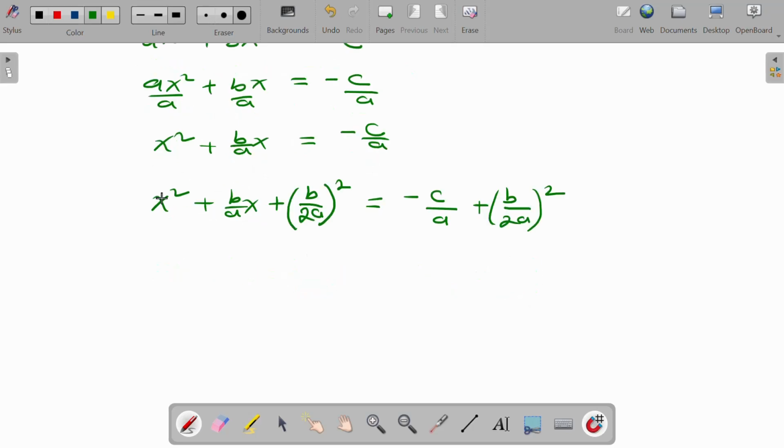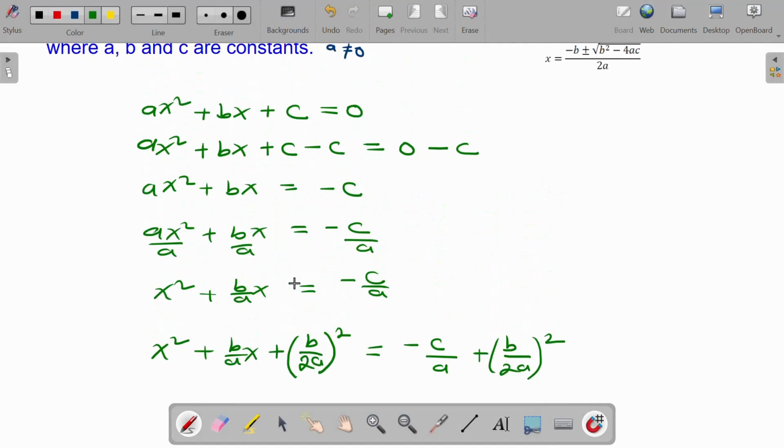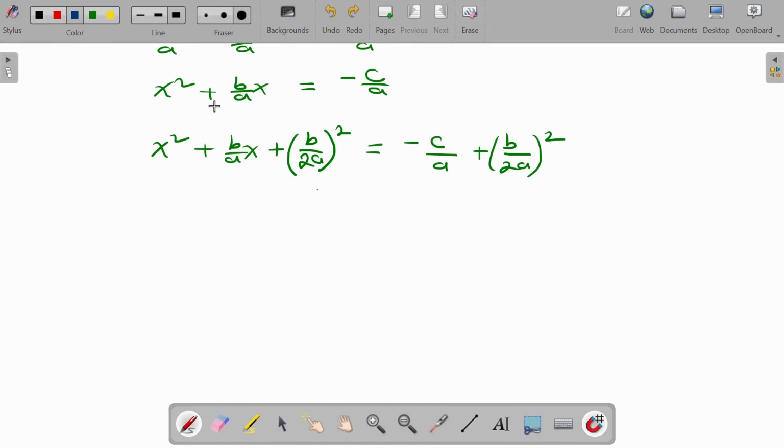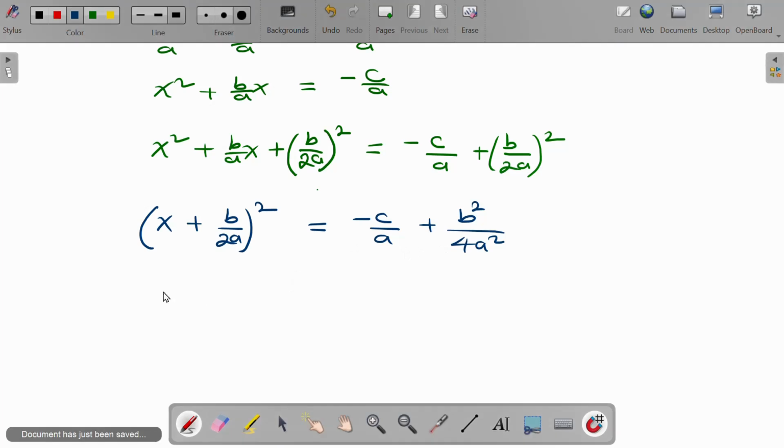So from this expression, as we go to our last step, step number 4, we are going to factorize. The whole of this factorizes as x plus b over 2a, the whole of it squared, equaling negative c over a plus b squared over 4a squared. Then let's simplify the one on the right hand side.